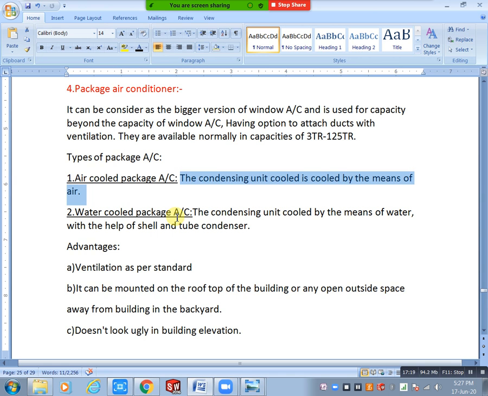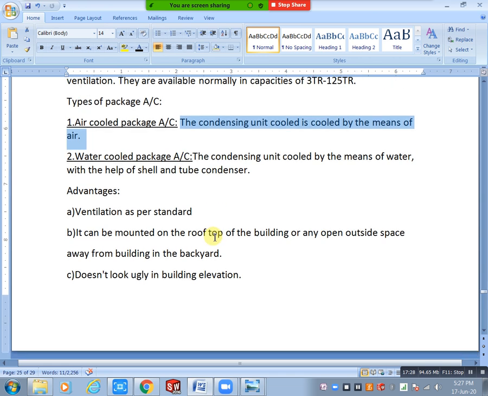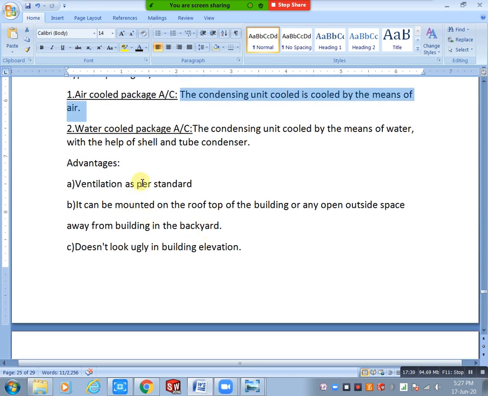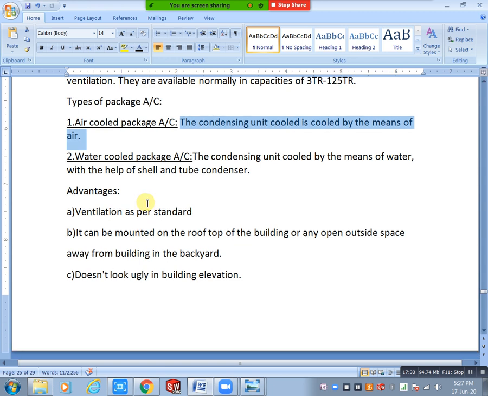Okay, next you will take advantages here. Yeah, same machine, same machine. We have in the same machine all components, same as window AC type, this one also, but this one is bigger. You will consider it the same as a window type.